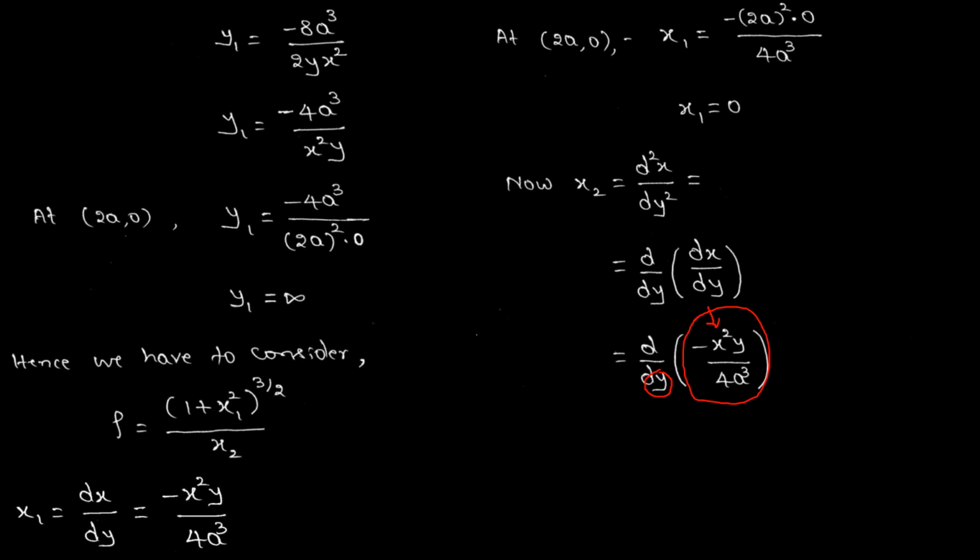Then your x will also be a function of y. So at the time of differentiation, first of all, we need to use the product rule here for the differentiation, because both are functions of y. x square is a function of y and y is obviously a function of y. First, let us take minus 1 by 4a cube constant, d by dy of x square y.